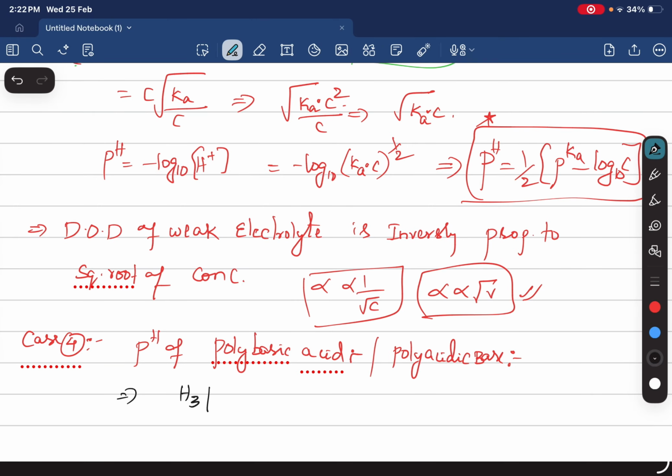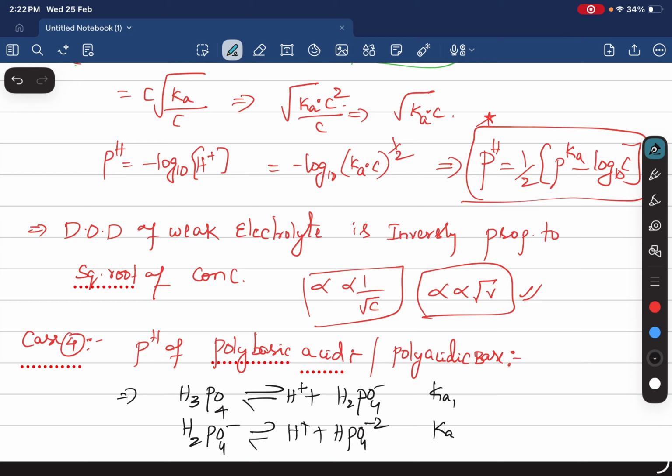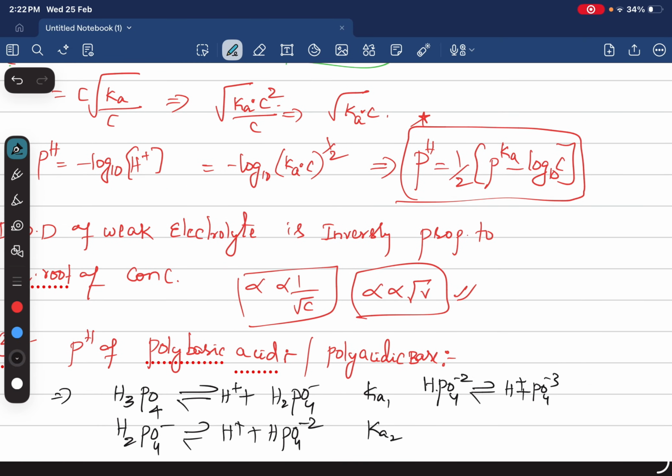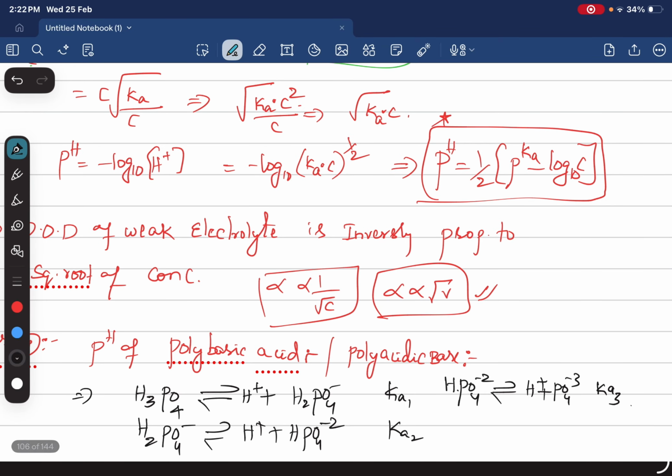So if you take H3PO4 over splitting, it will give H+ plus H2PO4-. You can take it as Ka1, and same way H2PO4- converted into H+ and HPO4 2-. This is Ka2, and similarly HPO4 2- converted into H+ plus PO4 3-. So this is Ka3. So from this we can write the summarized formulas.